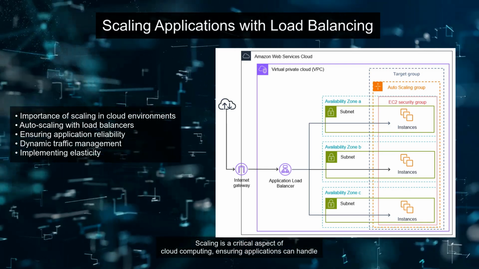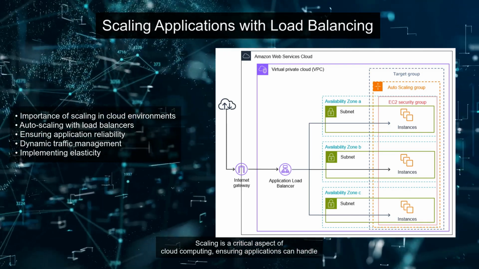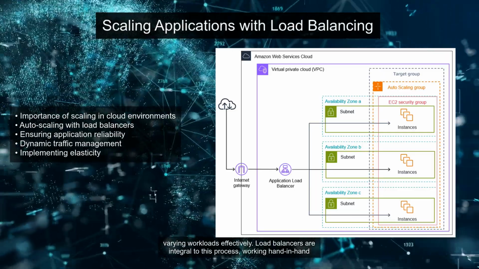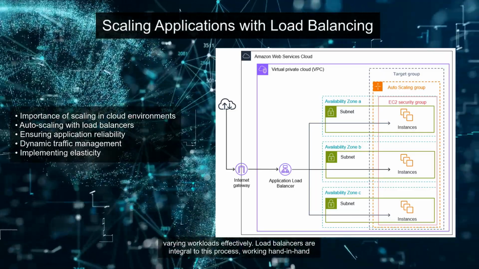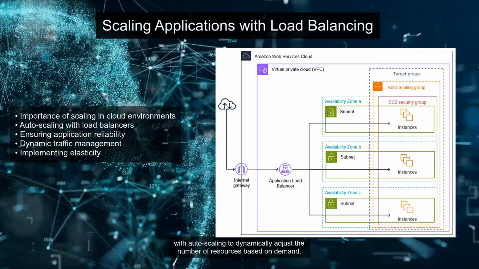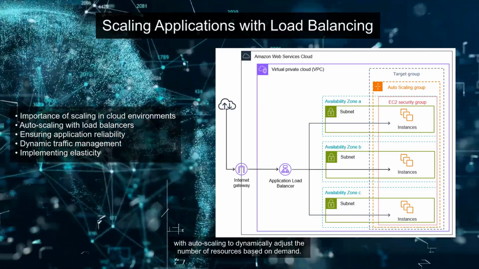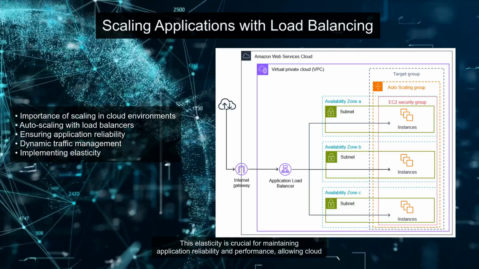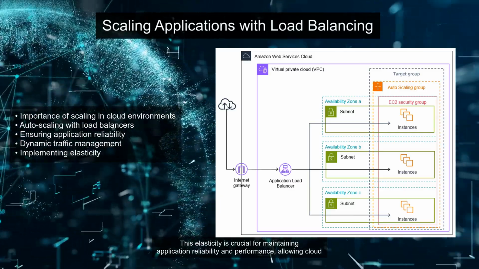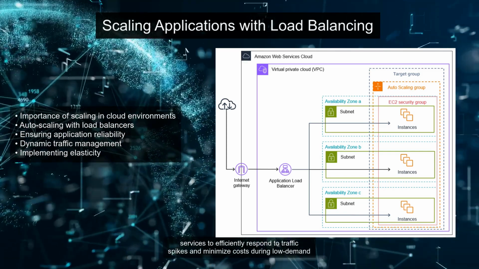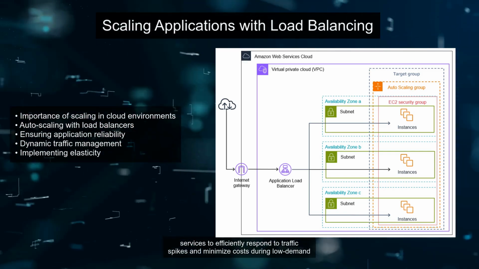Scaling is a critical aspect of cloud computing, ensuring applications can handle varying workloads effectively. Load balancers are integral to this process, working hand-in-hand with auto-scaling to dynamically adjust the number of resources based on demand. This elasticity is crucial for maintaining application reliability and performance, allowing cloud services to efficiently respond to traffic spikes and minimize costs during low demand periods.